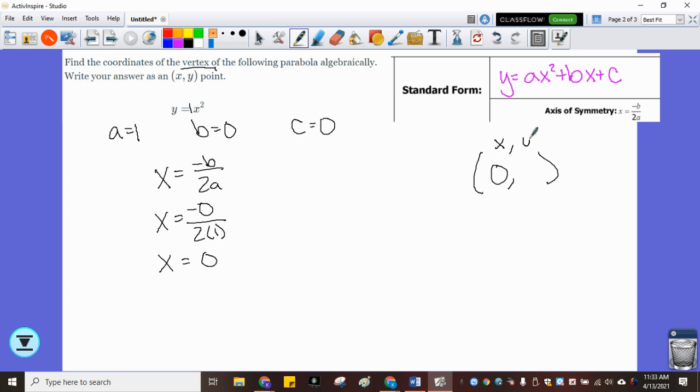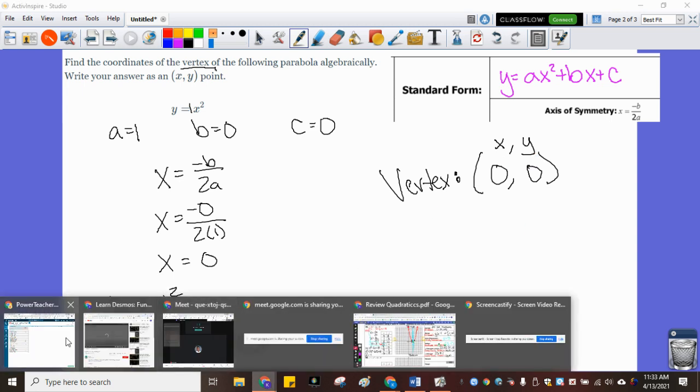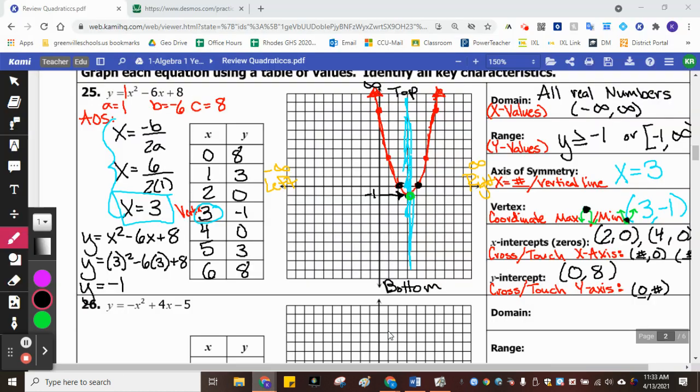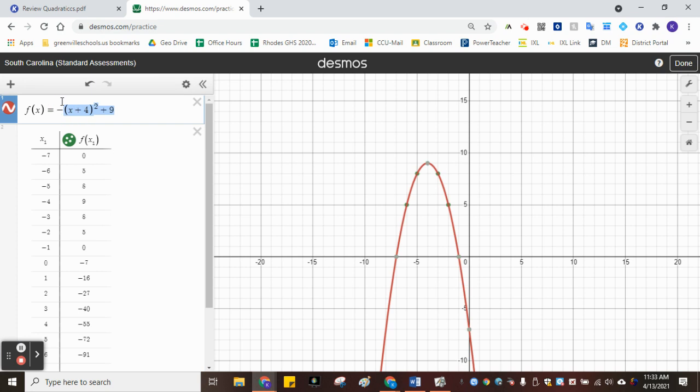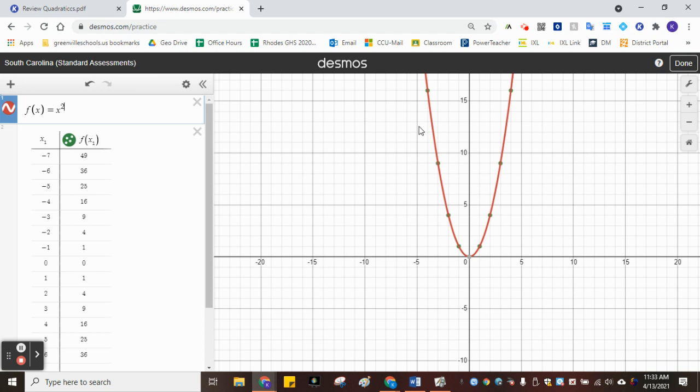So your vertex is x, y. So my x I got was 0, and I plug 0 into my equation to figure out what y is. So plug in 0, and 0 squared is 0. Or graph it. You have Desmos, really shouldn't take that long. Graph it right here: x squared. That's your parent function for quadratic. So hopefully you know the vertex is 0, 0.